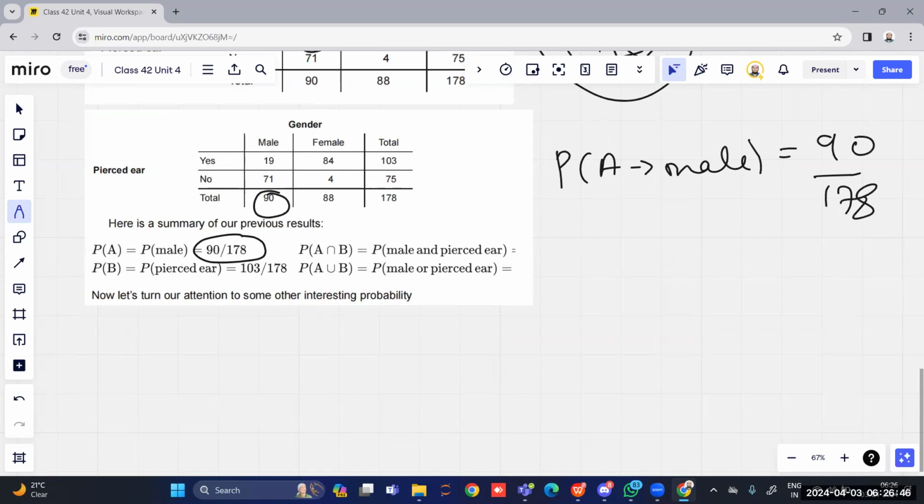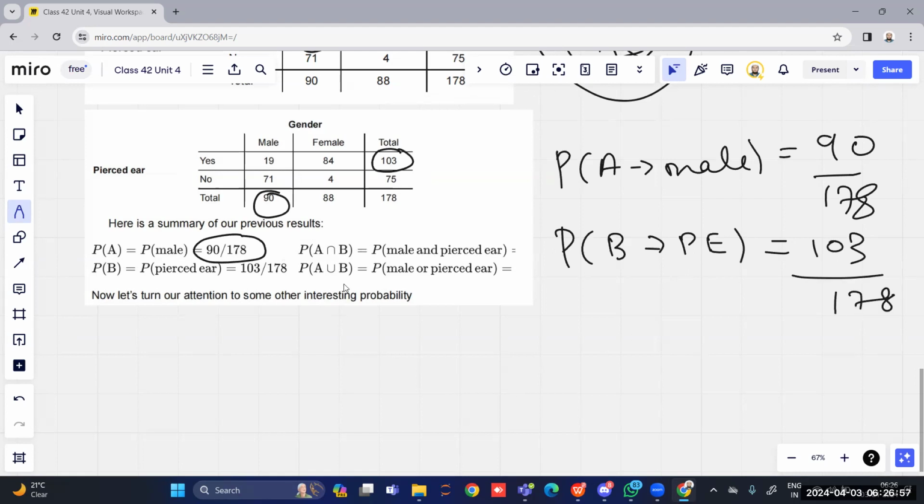So B is pierced ear here. The total pierced ear is 103, so it will be 103 upon 178. This simple probability we know how to calculate. So now we have to calculate the probability of A intersection B and A union B.